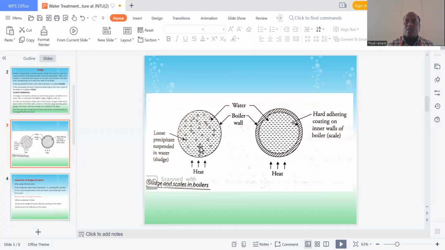Scales are formed along the inner walls, whereas sludges are formed inside the water as a soft precipitate, as finely divided particles. The sludges form in the water, but the scales are the hard, sticky, adherent precipitates formed along the inner walls of the boiler material. You can see the diagram here. The scales are present as a layer inside the boiler material.